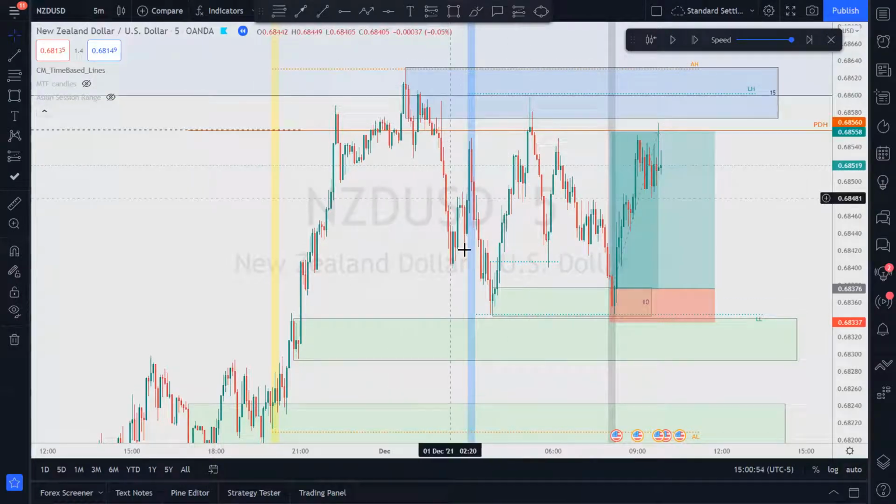When price comes up close to those things, you've got to say, okay, it's probably going to be used as support and resistance for those session highs and lows. You just have to know that.